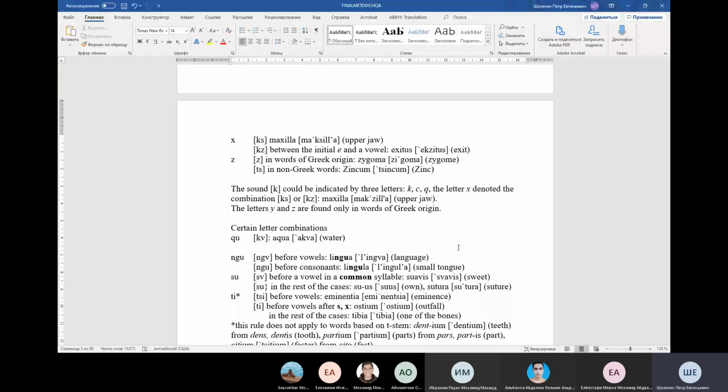The combination of S and U is read like sv before a vowel in a common syllable. And a step forward for you: if you are able to divide the words by syllables well and quickly, this will be very helpful for you in the next lessons and in reading as well. So if the s-u combination comes in one syllable, then it is read as sv, like in the word sweet, suavis. Suavis.